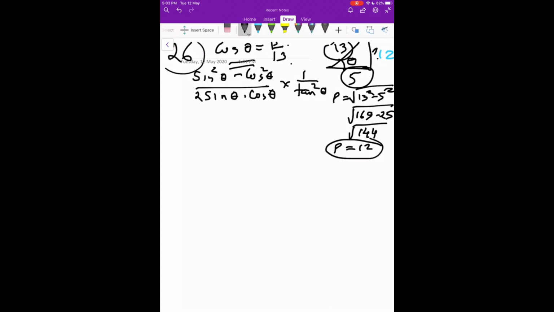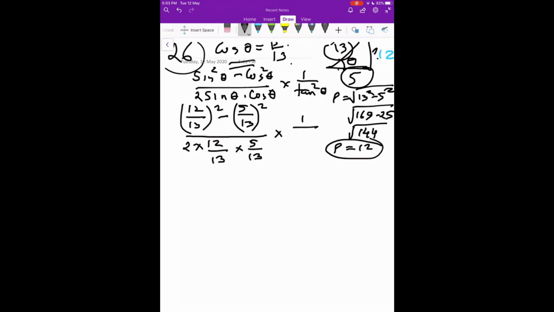Sine square is perpendicular by hypotenuse, and since we have calculated perpendicular as 12, 12 by hypotenuse 13. So there you are, 12 by 13 square minus cos, which is base by hypotenuse, 5 by 13 square. On the lower side you have 2 into sine, which is perpendicular by hypotenuse, into cos, which is base by hypotenuse, into 1 by tan square. Tan is perpendicular by base, so perpendicular is 12 and base is 5, squared. Let's do the squaring: 12 square is 144 by 13 square is 169, minus 25 over 169.